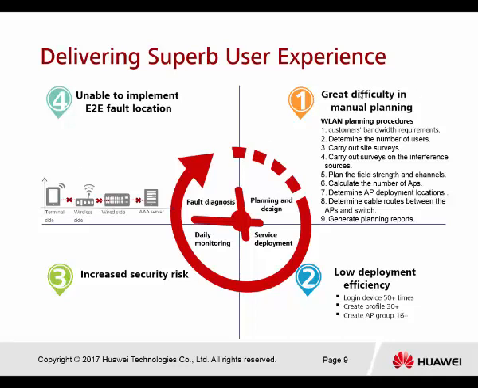So the first one over here is the great difficulty in manual planning. Customer bandwidth required. Okay, determine the number of users. So we have to figure out how many users are going to connect to the WLAN. So carry out the site survey. Carry out the survey on the interference source.